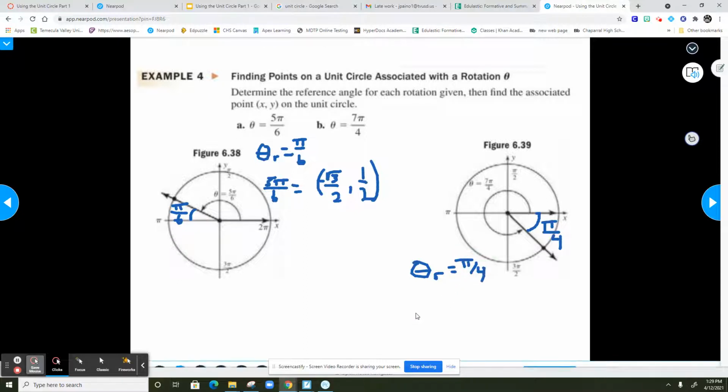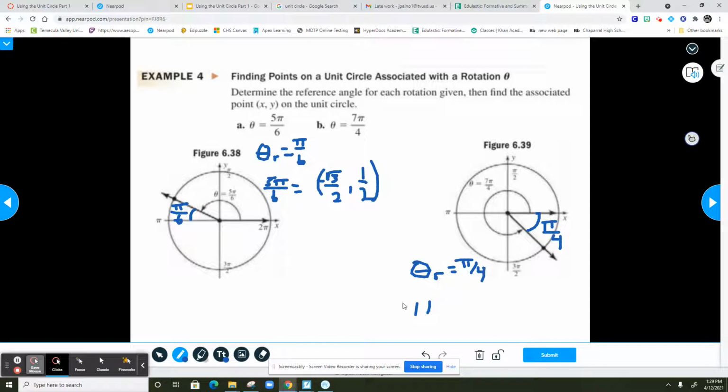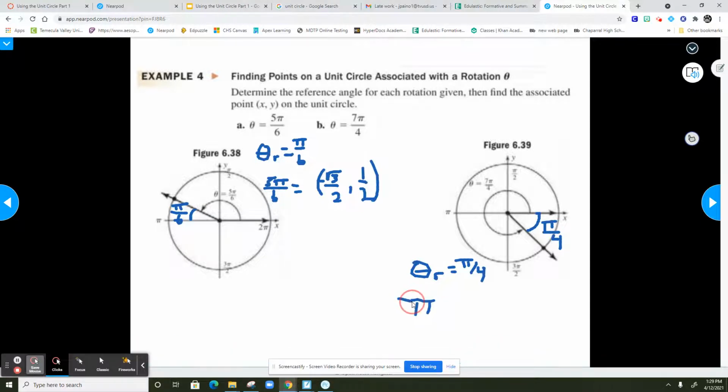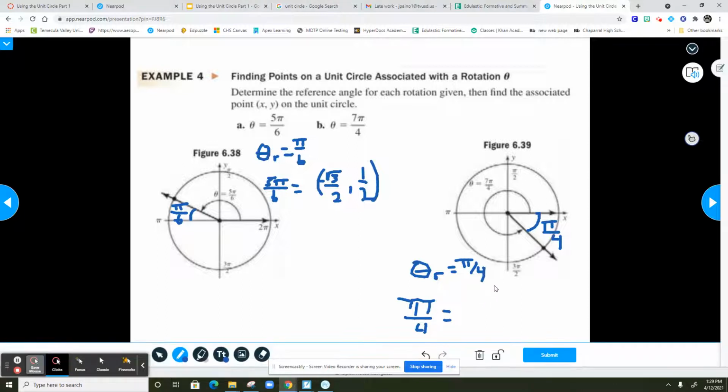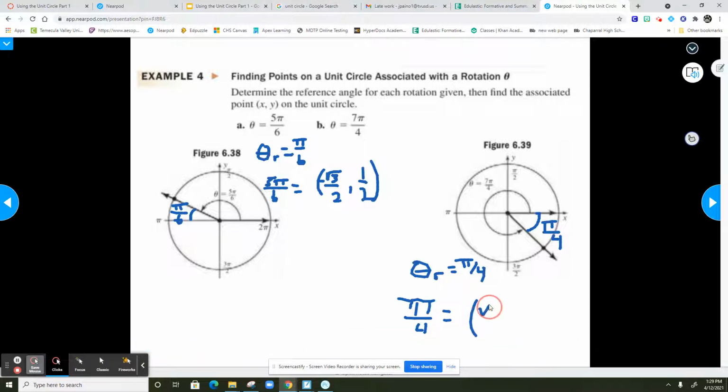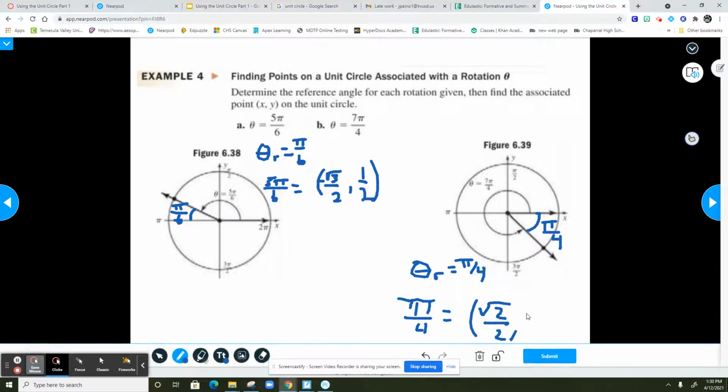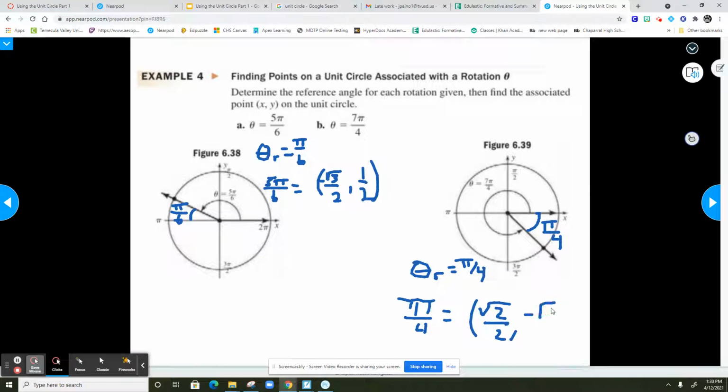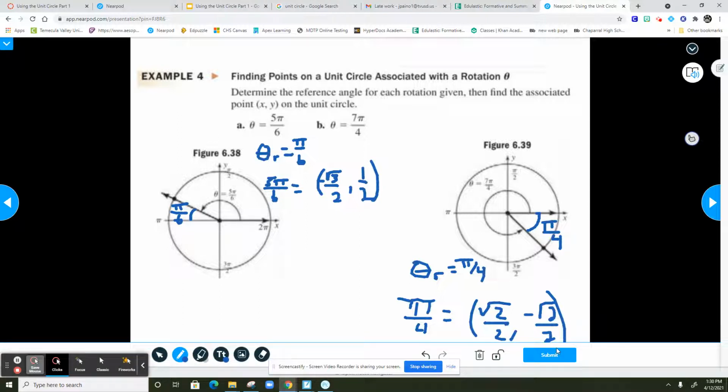And then what is the x and y coordinate at 7 pi fourths? All right, so remember pi fourths is just rad 2 over 2 and rad 2 over 2. And then in the fourth quadrant, the y is negative. So rad 2 over 2, comma, negative rad 2 over 2. All right, and so that is finding the reference angle. All right, and then the corresponding xy point on the unit circle.